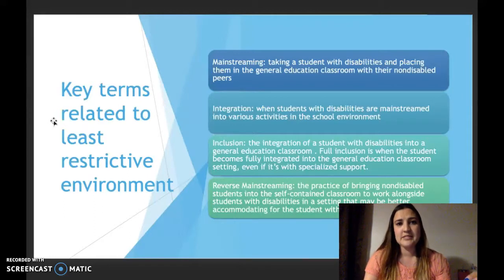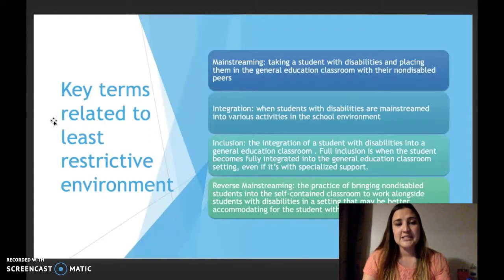Inclusion is defined as the integration of a student with disabilities into a general education classroom. So full inclusion, for example, would be if a student becomes fully mainstreamed, where they are always in the general education classroom. It might mean that they have para support. It might mean that the special education teacher comes in and gives them support, but they are allowed to learn right next to their peers without being excluded. It's full inclusion.